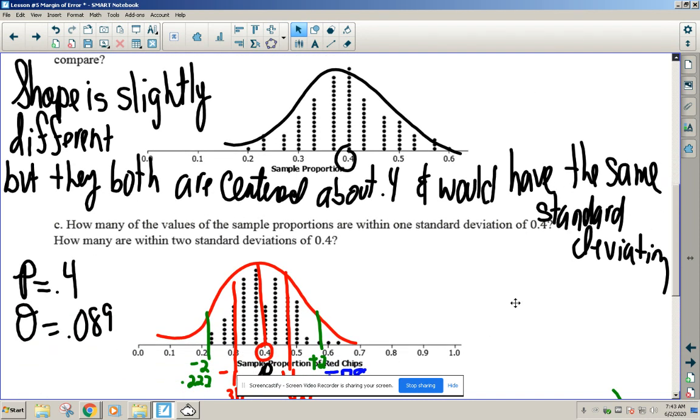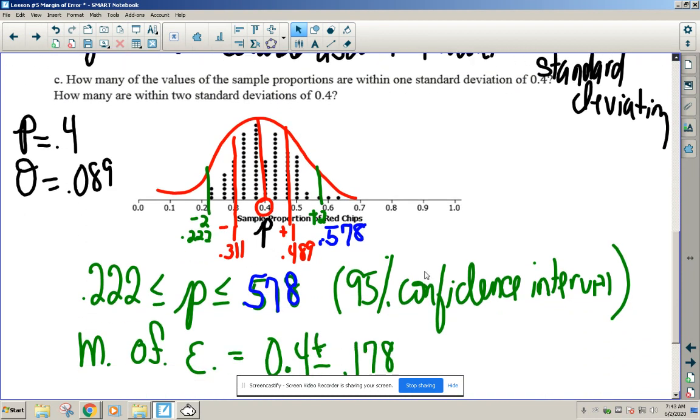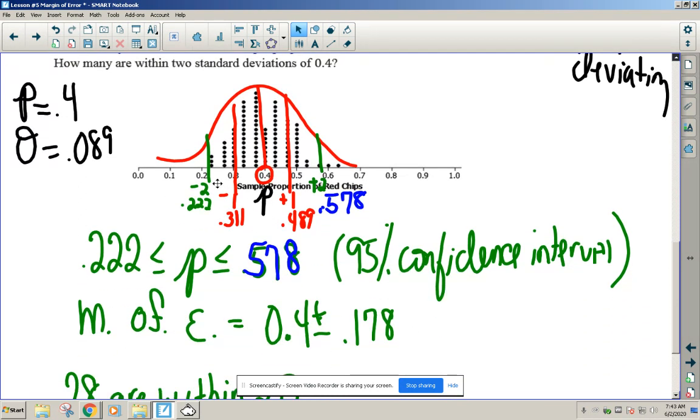Well, if we now take the standard deviation of 0.089, 1 standard deviation above would be 0.489, a little bit below the 0.5, or 0.4 minus 0.089, 1 standard deviation below, would be 0.311. So if I were in between, I would be between 0.311 and 0.489, 1 standard deviation. My margin of error, my 95% confidence interval, would come from going out 2 standard deviations.